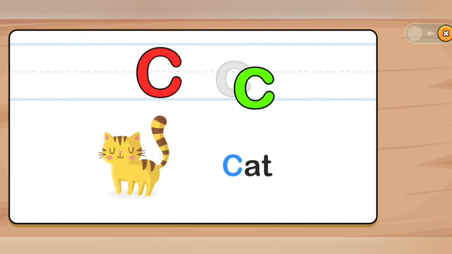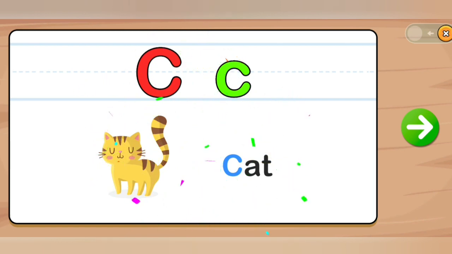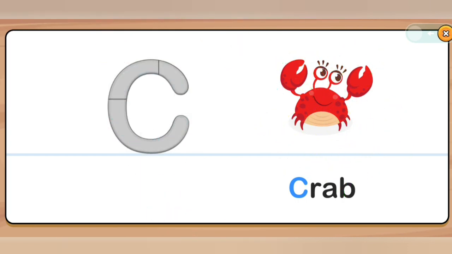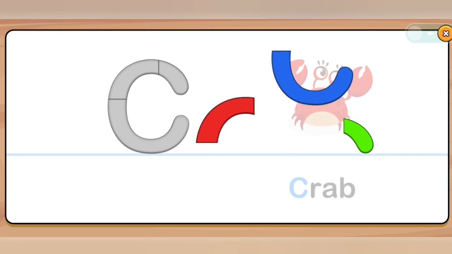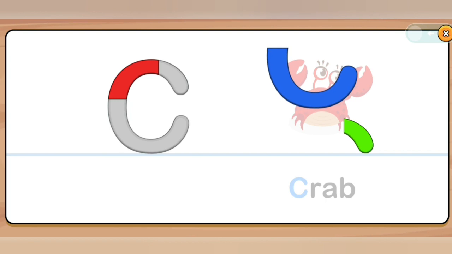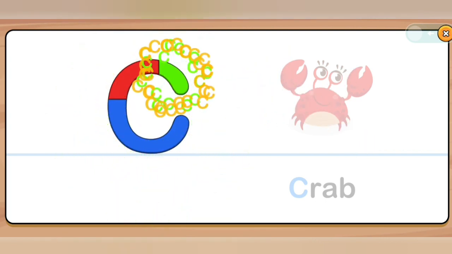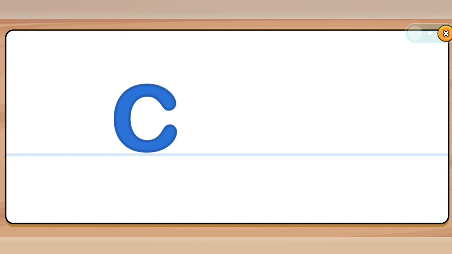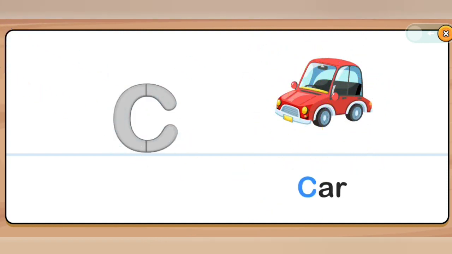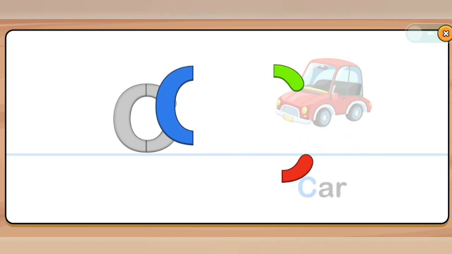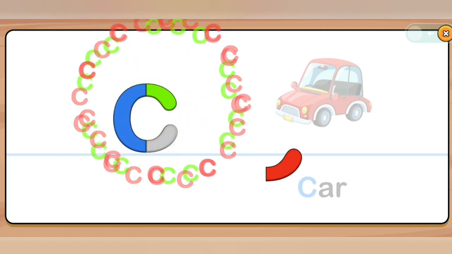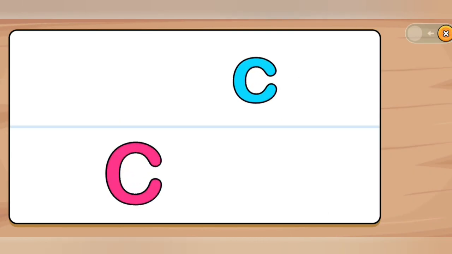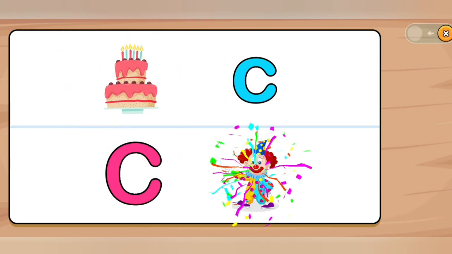C. C. Good job. C is for crab. Good one. Good one. Great. C. C is for car. Good job. Good one. Well done. C. C is for cake and for clown.